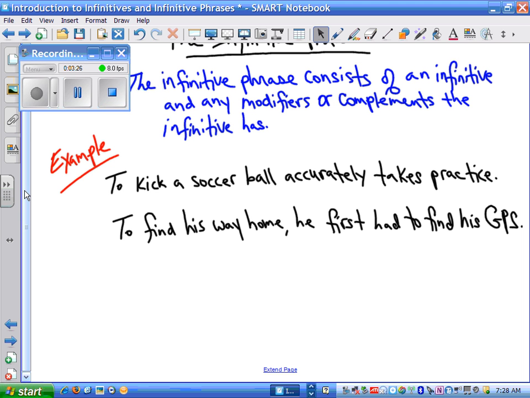To kick a soccer ball accurately takes practice. So we have this language up here: any modifiers or complements the infinitive has. Let's think about, well, what's the main verb in this sentence? To kick a soccer ball accurately takes practice. Here it is: takes. Isn't that the main verb? Action verb.